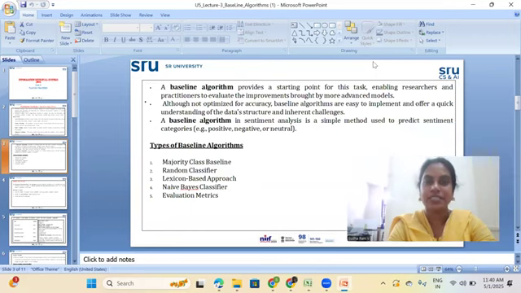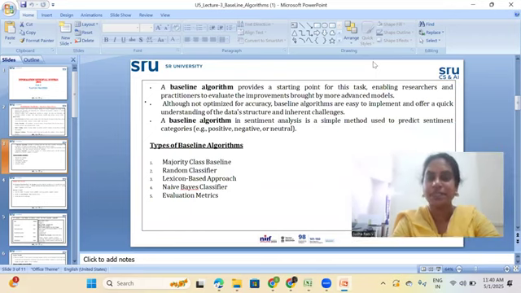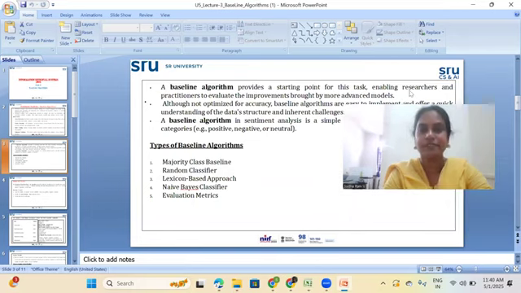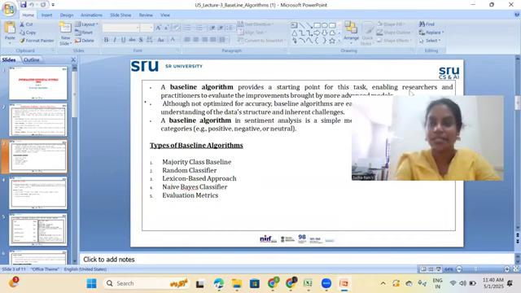A baseline algorithm in sentiment analysis is a simple method used to predict sentiment categories, for example positive, negative, or neutral. Let's take a live example regarding sentiment analysis. Nowadays, everything is online shopping. So as a customer, if you want to do any online shopping, first we check for the reviews, points, or the feedback.